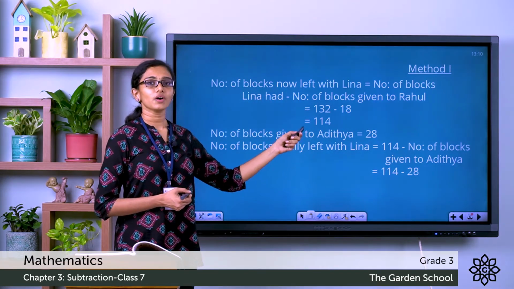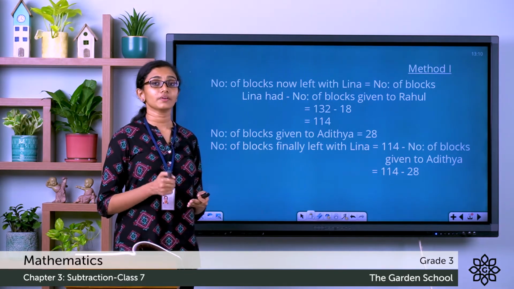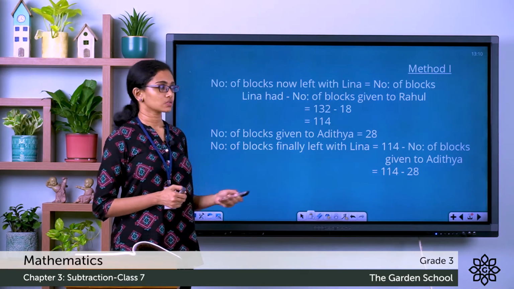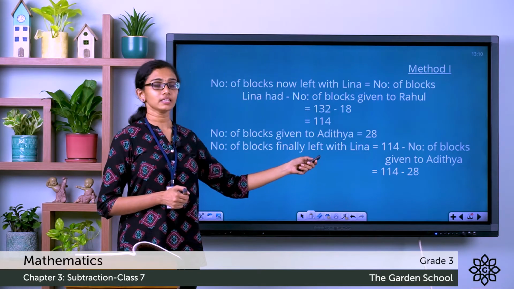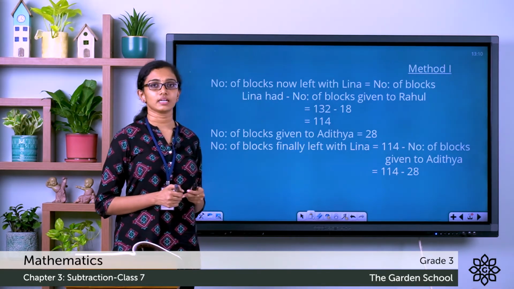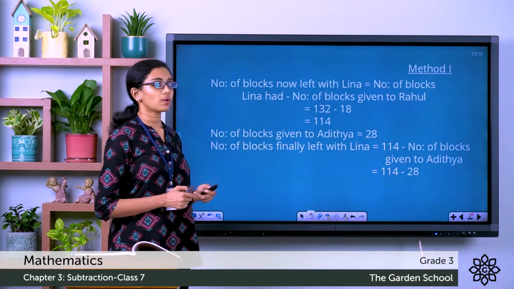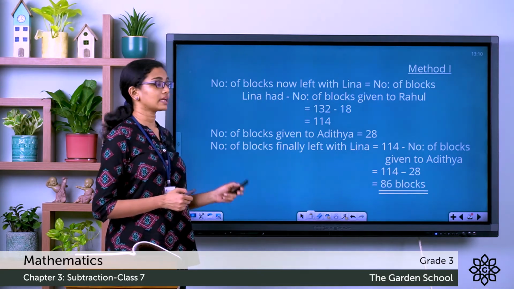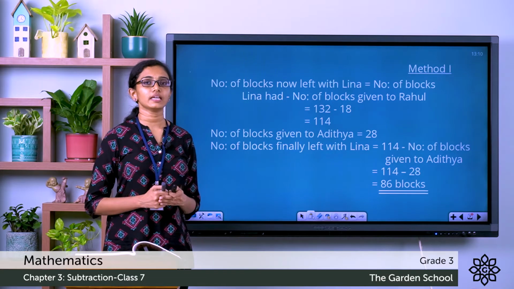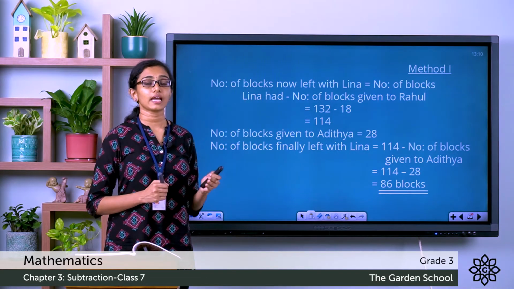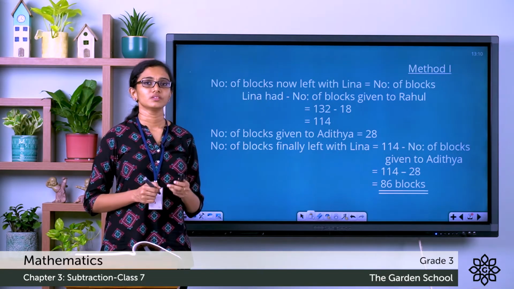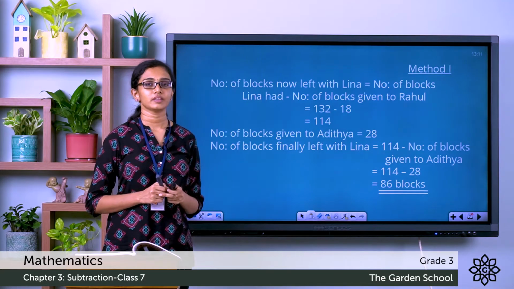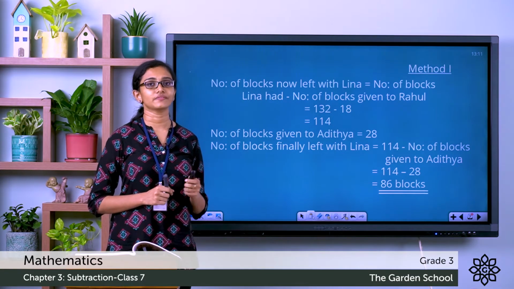This is the number of blocks left with her after giving away 18 blocks to Rahul. So that 114 minus the number of blocks given to Aditya. That is equal to 114 minus 28 and that gives you 86 blocks. So finally, Lena was left with 86 building blocks. So this was one method. Let's see how we can solve this in a different way.